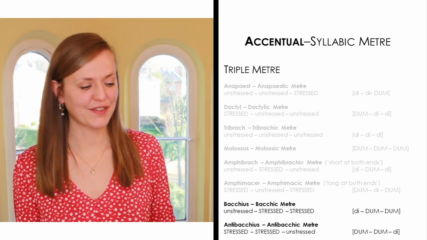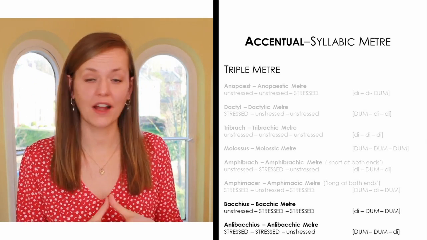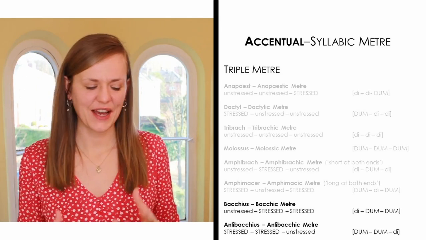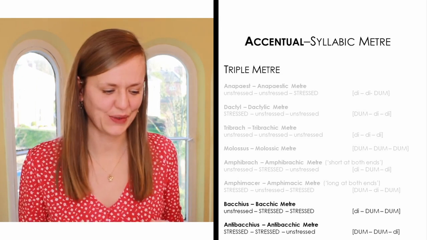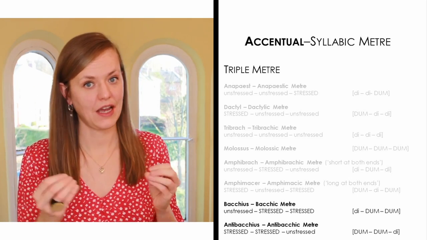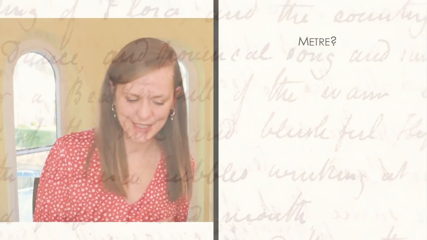Finally, we have a bacchius or bacchic meter. So unstressed, stressed, stressed. And the opposite, antibacchius or antibacchic meter, which is stressed, stressed, unstressed. Okay, so let's have some examples then. See if you can work out these accentual syllabic meters for yourself.